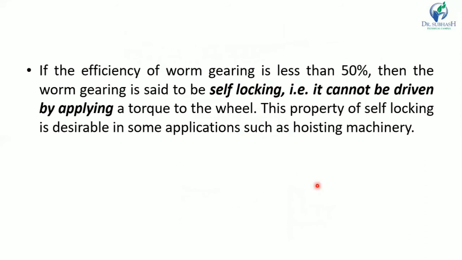Now, if the efficiency of worm gearing is less than 50%, then the worm gearing is said to be self-locking. That is, it cannot be driven by applying a torque on the wheel. This property of self-locking is desirable in some applications such as hoisting machinery. So in hoisting machinery, the efficiency of the worm gearing is less than 50%.